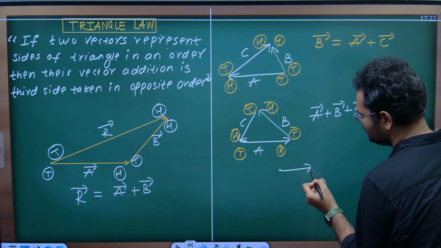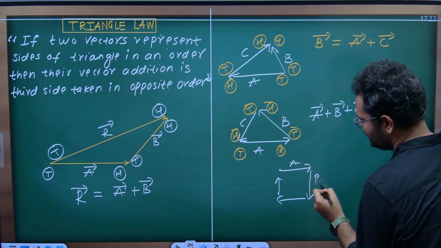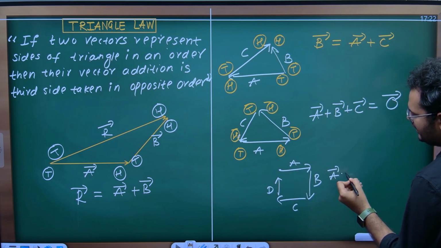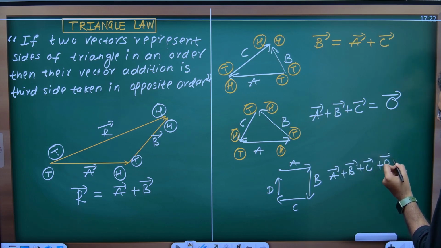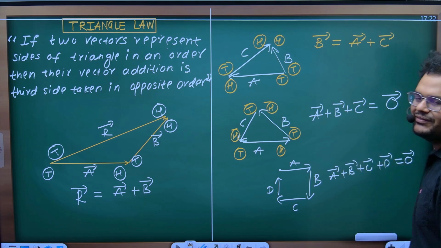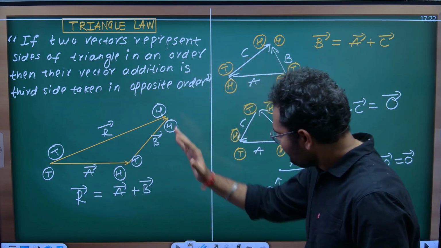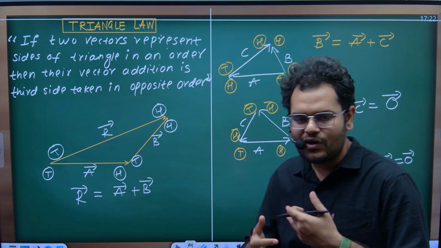If someone asks you what is the resultant, so this is A, B, C, D, a closed figure. For a closed figure, A plus B plus C plus D, there is no fourth vector, it is a point vector, and the answer is 0. So are you following? Basically, what is the triangle law of vector addition?